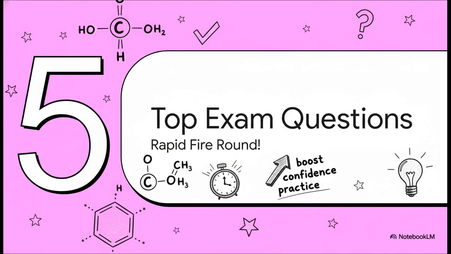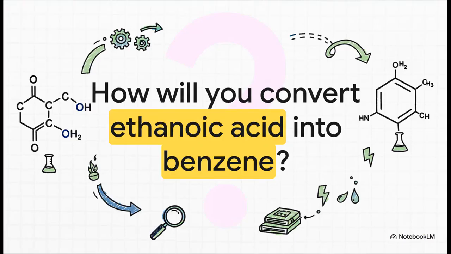Okay, here we are, the final section, the rapid-fire round. It's time to put everything we've learned together and tackle a top exam question. Think of this as the final boss battle. Solving this will really test your understanding and give your confidence a huge boost. So, are you ready for the challenge? Here it is. This is a classic, a very popular question they love to ask. How will you convert ethanoic acid into benzene?